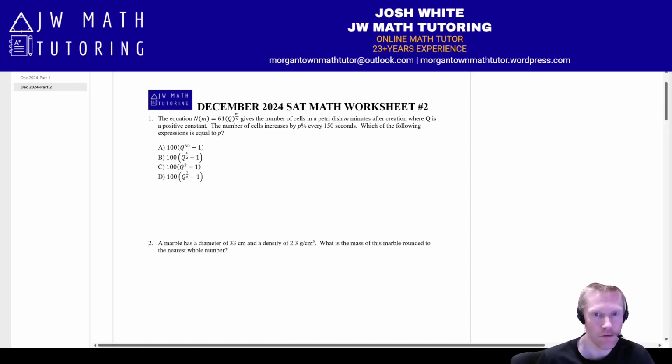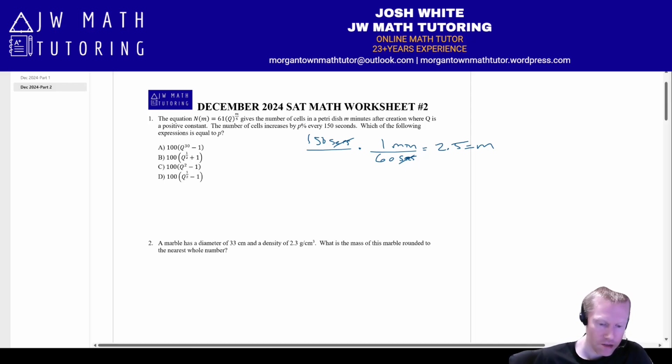So a couple things to keep in mind. First of all, the actual function is given where m, the variable, is in minutes, but this p% increase is in seconds. So we have to convert the 150 seconds to minutes, basically just by dividing by 60, if you think about it, multiplying by 1 minute on top and 60 seconds on the bottom. So if you do that, it just comes out to 2.5. Okay, so 150 seconds is the same as 2.5 minutes.